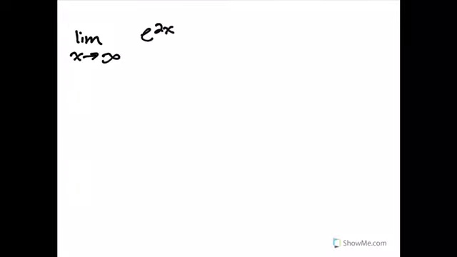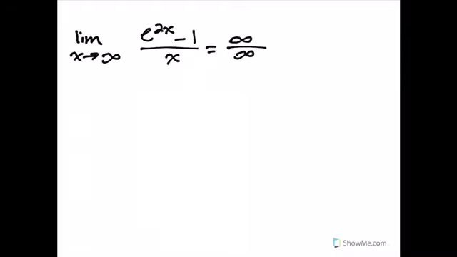So that one has a method for us to figure it out, but what if we don't have a trick? If I plug infinity into this, we're going to get e to the infinity over infinity, right? That's infinity over infinity. That's also an indeterminate form. And we don't have a trick for that one. But if we use L'Hopital's, we can figure it out.